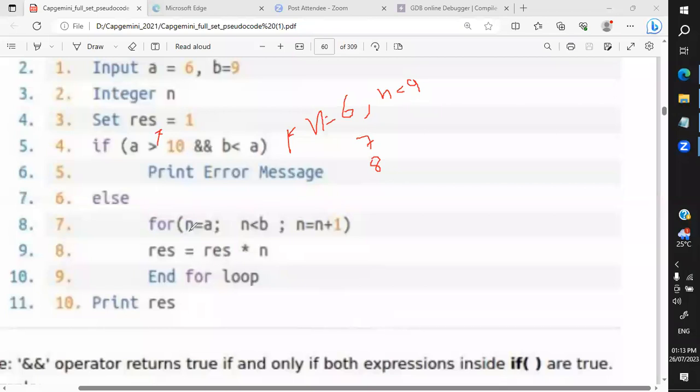What we are doing is, for every n value, we multiply it with a variable called result. That means when n equal to 6, result into n, that is 1 into 6. Result will become 6. Next, n will be 7, n equal to n plus 1, 7 less than 9, true. 6 into 7. It will calculate what is the value of 6 into 7.